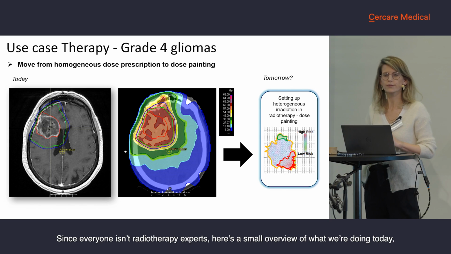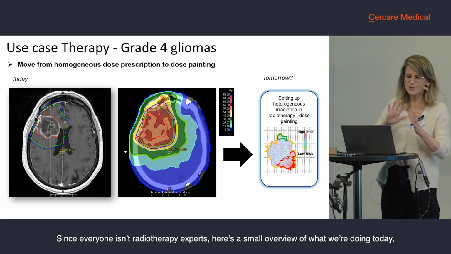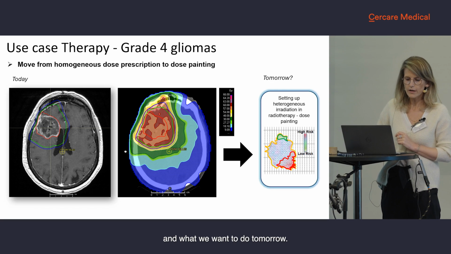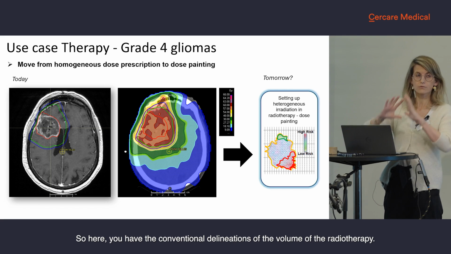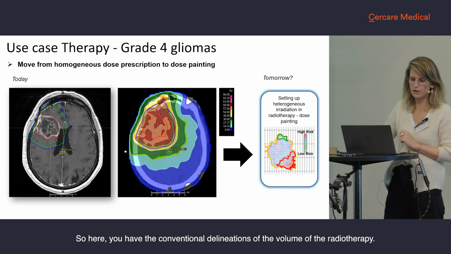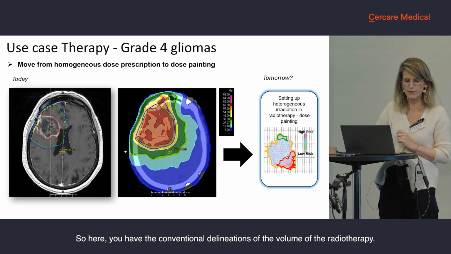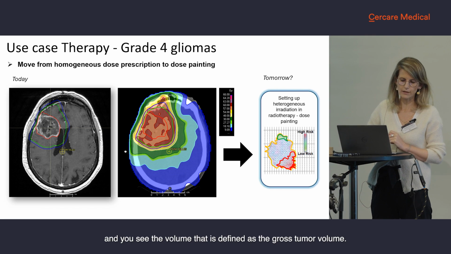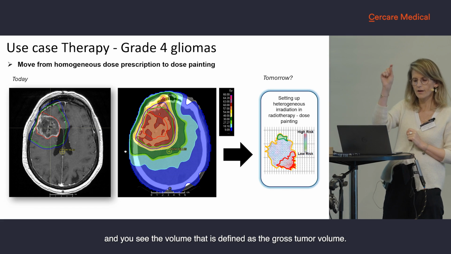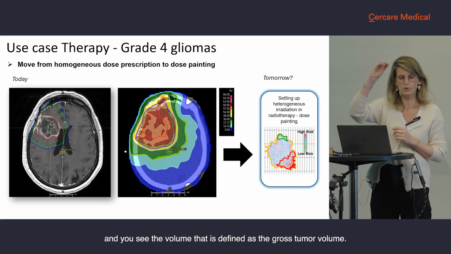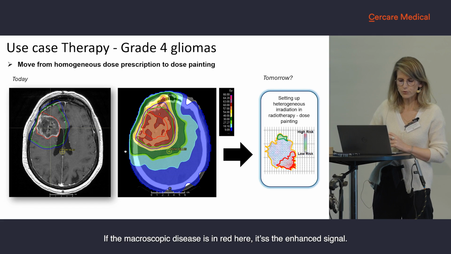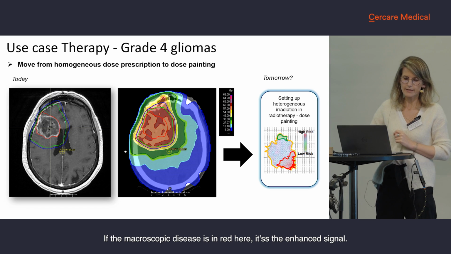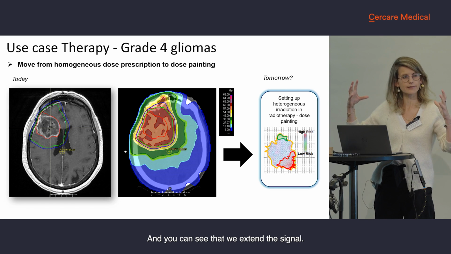And well, I think you are not radiotherapy experts, so just a small overview of what we are doing today and what we want to do tomorrow. So here you have a quite standard conventional delineation of the volume of the radiotherapy. In this case it is T1 enhanced MRI, and the volume that is defined, in our vocabulary, is the gross tumor volume. So the macroscopic disease here is in red, so it's the enhanced signal.